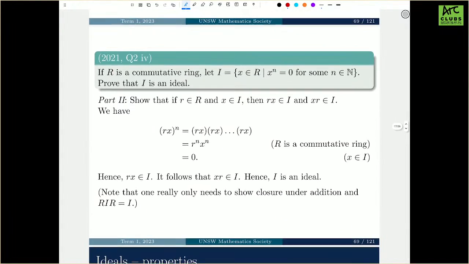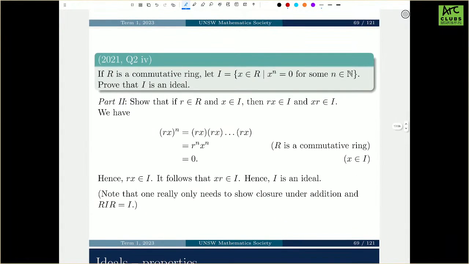And just note that one only needs to show closure and addition and this thing, which we've just shown. So why is this the case? Well, you can get the other additive abelian group properties.